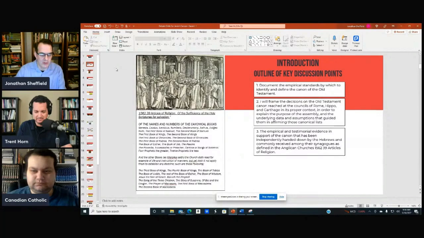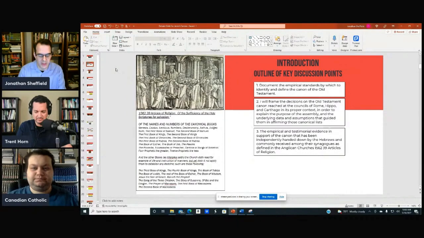First and foremost, my objective is to document the empirical standards by which to identify and define the canon of the Old Testament. After establishing this foundation, I will frame the decisions on the Old Testament canon reached at the councils of Rome, Hippo, and Carthage in their proper context, in order to explain the purpose of the assembly and the underlying data and assumptions that guided them in affirming these canonical lists. Thirdly, I aim to bring attention to the overwhelming weight of empirical and testimonial evidence in support of the canon that has been independently handed down by the Hebrews and commonly received among their synagogues, as defined in the Anglican Church's 1562 39 Articles of Religion.